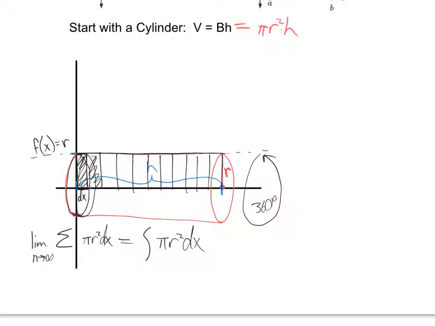Now, let's extend this. Now, come on, this part is not hard. Our function was just the horizontal line r.